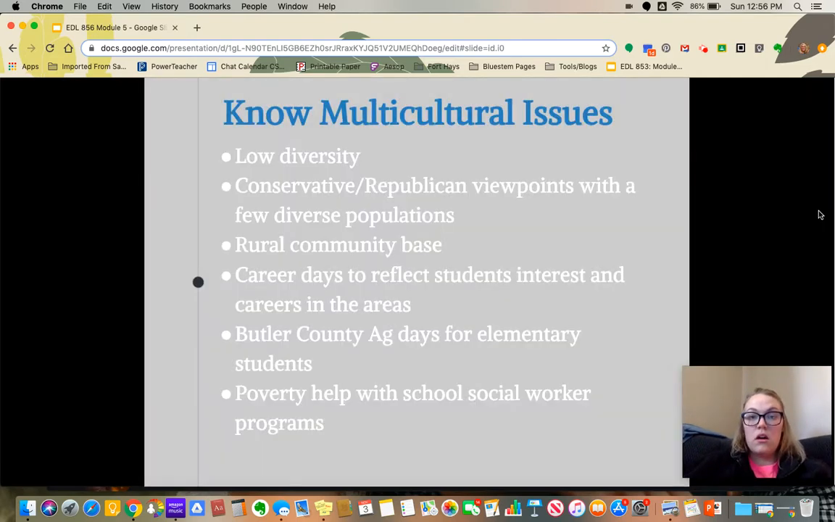Multicultural issues, we have low diversity, like I've said before, conservative or Republican viewpoints with a few diverse populations. I know some issues in the past. We do have a few minority students within our school, and so how do we voice our opinions or concerns politically without also hurting feelings or getting upset and being cognizant of those kinds of things.